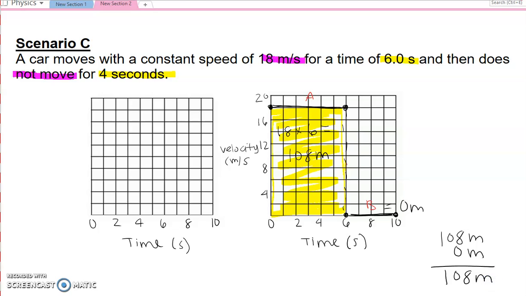All right, now I am going to go up on my position side, and this is in meters by 30s. So 30, 60, 90, 120, 150. So my position starts at 0, 0. After 6 seconds, I've traveled my 108 meters. So 6 seconds at 108. You should use a ruler to get a nice straight line. For the last 4 seconds, I don't move, giving me a flat line at 108.